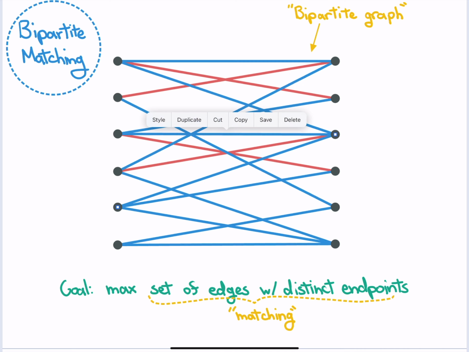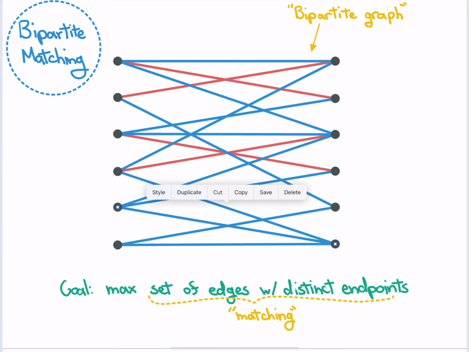This one we cannot take anymore. This one we cannot take anymore. That one we cannot take anymore. That one cannot take anymore. All right, how about that edge? Okay. And then I guess this is the only edge left to take. Good. So that's 6 edges, and they're disjoint at the endpoints.